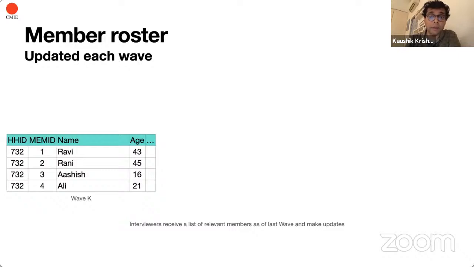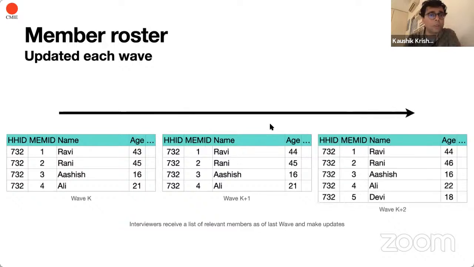Each wave, interviewers receive a list of all the relevant members as of the last wave of the survey. And then when they're at the household, they make updates to that list. Right? So it's going to look something like this. You'll see people aging over time. You'll see people joining the household. You could even see people leaving the household.